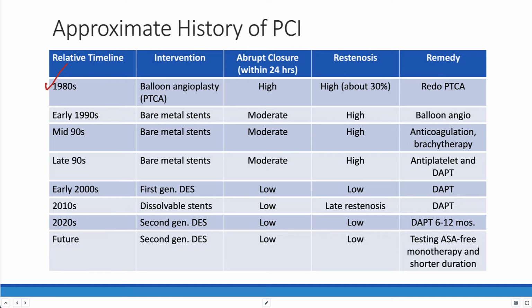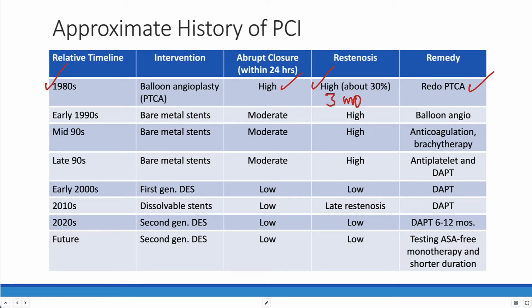But it had some problems. It had a relatively high abrupt closure rate, somewhere in the 10 to 15% range, if I remember correctly. And there was about a 30% chance of restenosis. And that restenosis happened within 3 months. There was also late restenosis, where there was narrowing of the artery again within a year. But typically it happened within the first 3 months. And the remedy for that was just to redo the PTCA.